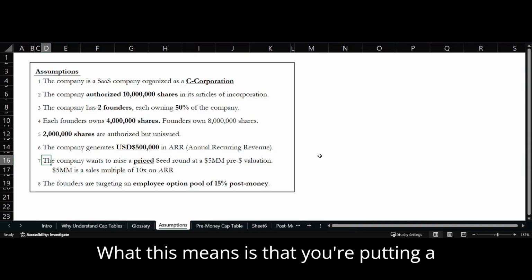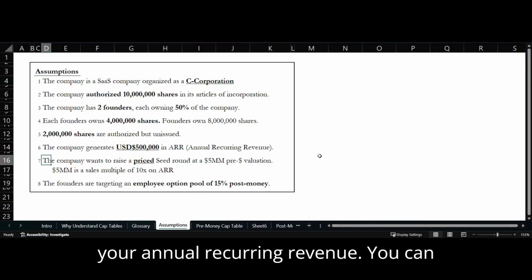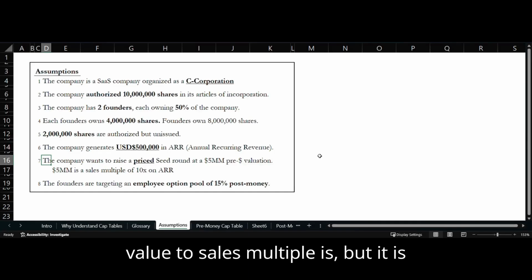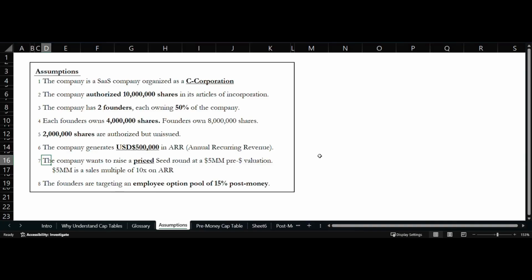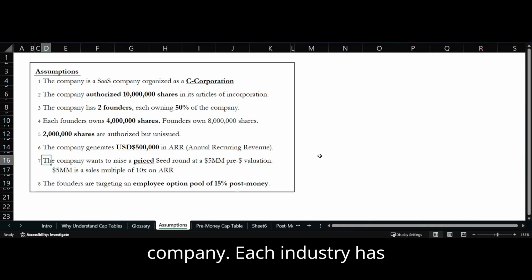What this means is that you're putting a 10 times enterprise value to sales multiple on your annual recurring revenue. You can search what the EV to sales or enterprise value to sales multiple is, but it is basically a valuation metric that helps founders, investors, and finance professionals arrive at a rather simplistic way of valuing a company.